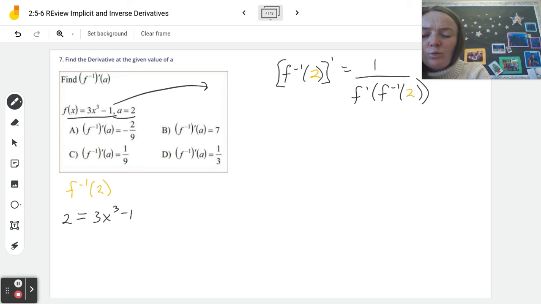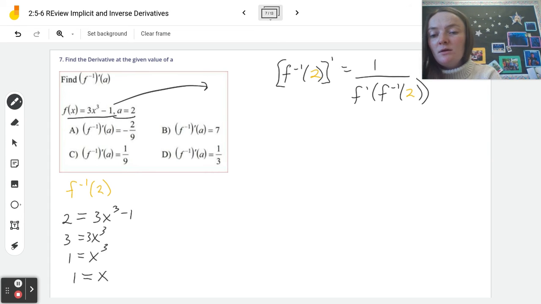If I add 1 to both sides, I'll get 3 is equal to 3x cubed. Divide by 3, and we get 1 is equal to x cubed. Take the cube root, and we get 1 is equal to x. So remember, the cube root doesn't have a plus or minus. That means that f inverse of 2 is equal to 1.